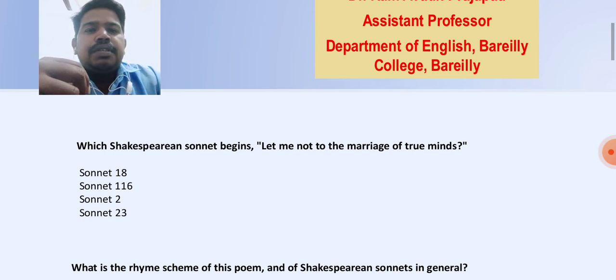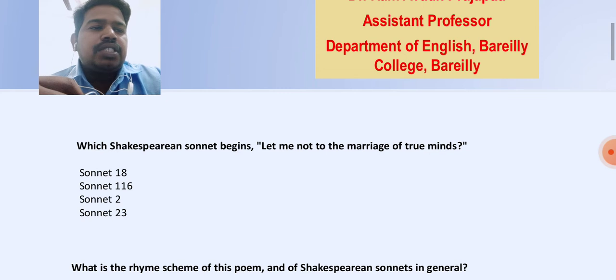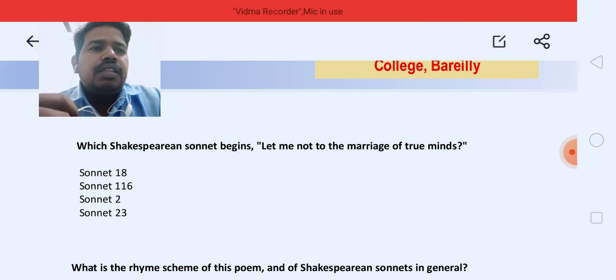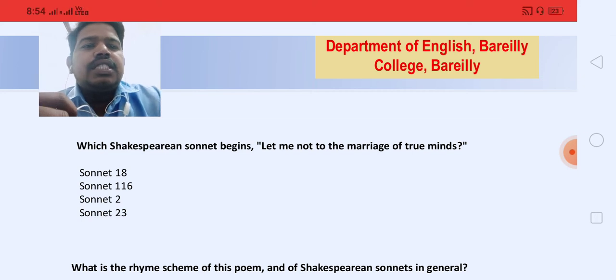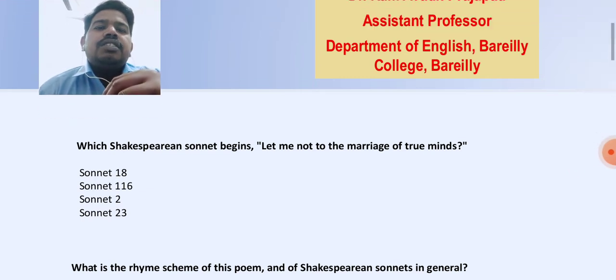Actually, William Shakespeare never used any kind of title for his sonnets. He wrote them according to numbers, like sonnet number 1, sonnet number 2. Later the first lines of his sonnets have become a kind of title, or heading, of the poem. The poem prescribed in your syllabus, Let Me Not to the Marriage of True Minds, is sonnet number 116. So be sure it is sonnet number 116.